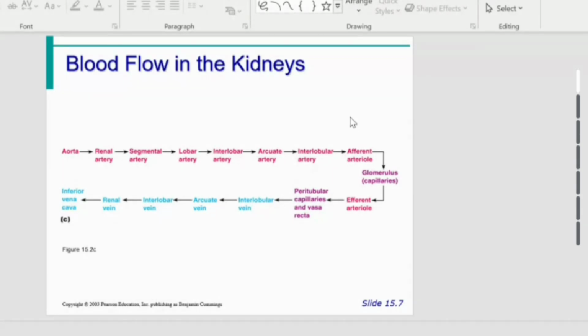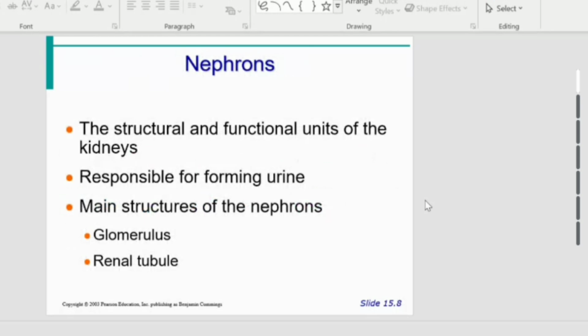The supply is from the aorta, from which the renal artery branches. It forms the segmental artery, and there will be other segments of artery, which will finally form the afferent arteriole that feeds into the glomerular capillaries, and exit via a slightly smaller diameter vessel called the efferent arteriole, and that one has an implication as we'll see later.